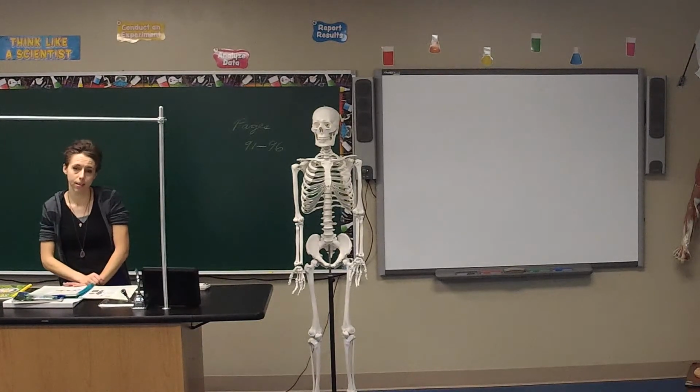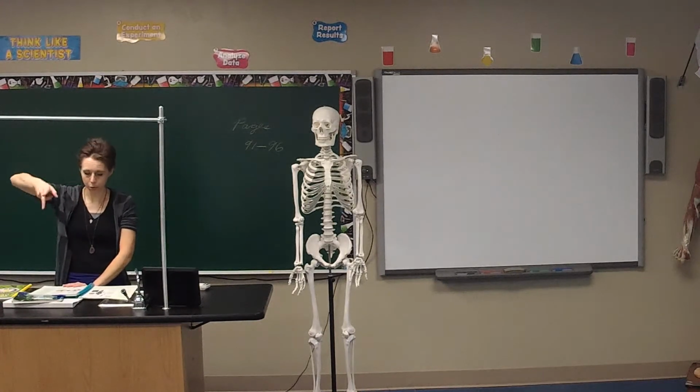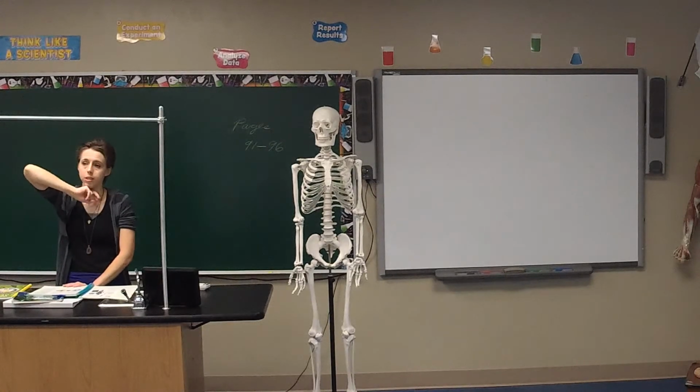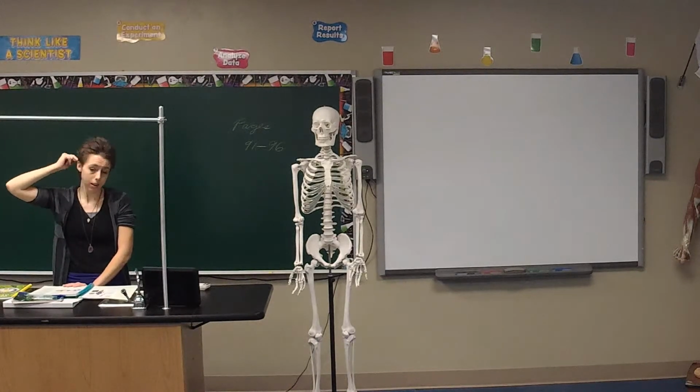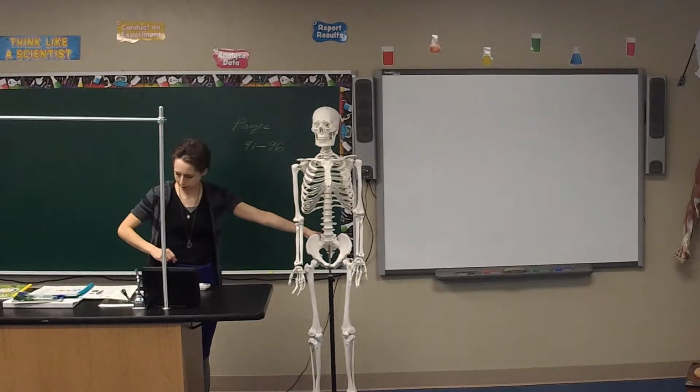Alright, there are two parts to your nervous system. What are they? Central nervous system and peripheral nervous system. There are two parts to your central nervous system. What are those two parts? Remember, it's your brain and your spinal cord. And your spinal cord is housed in your vertebral column.